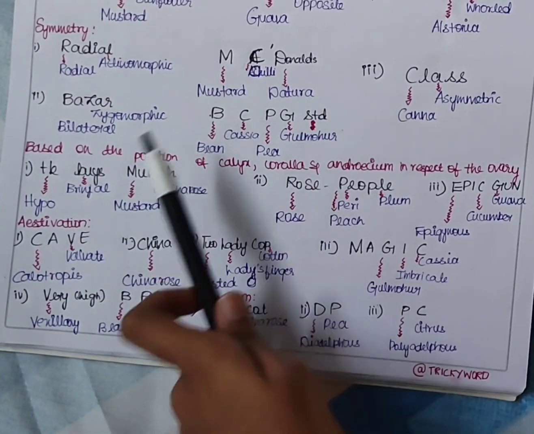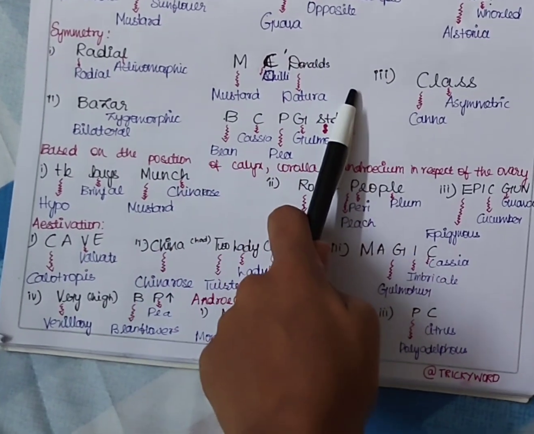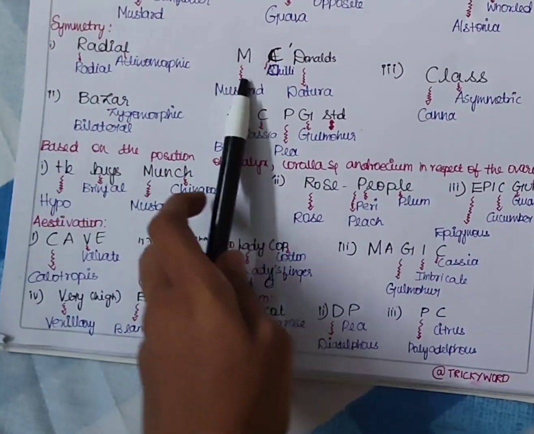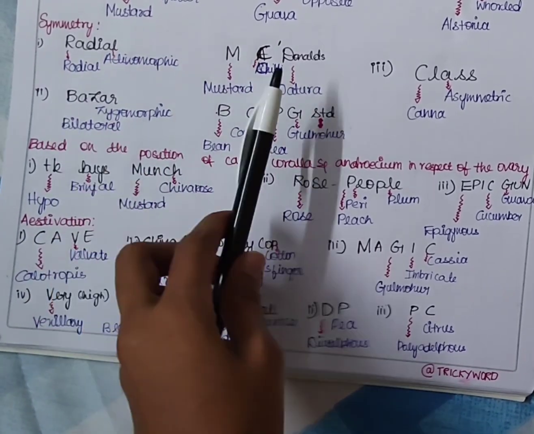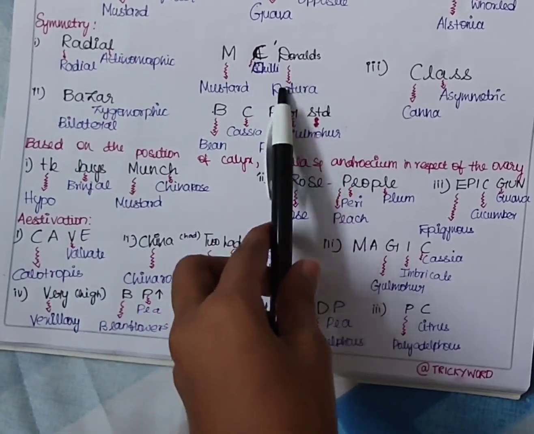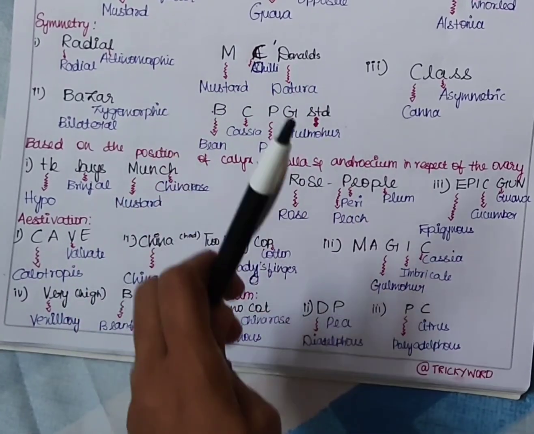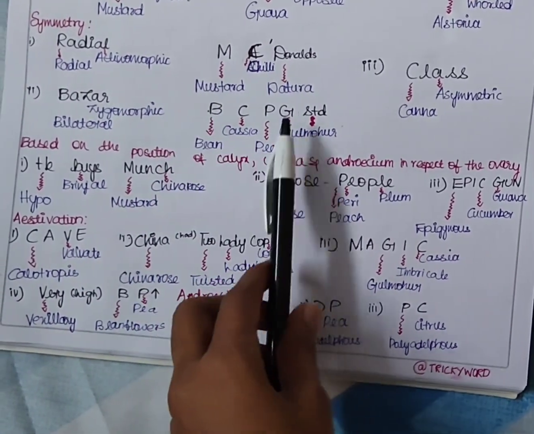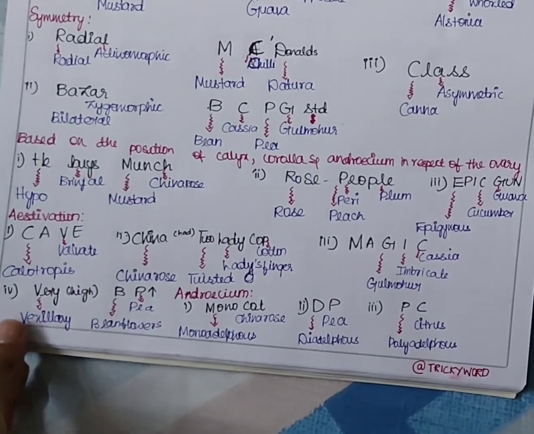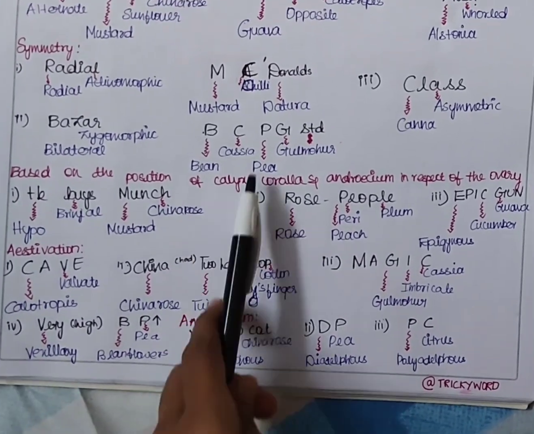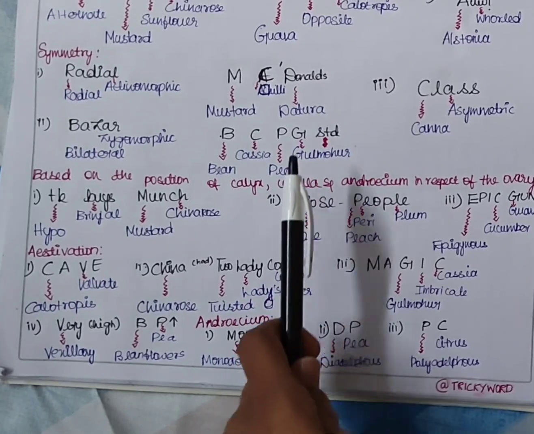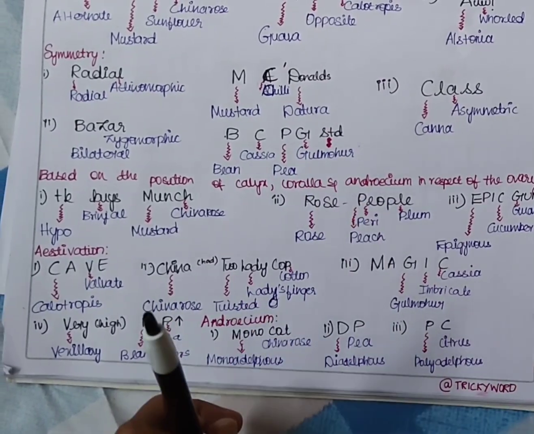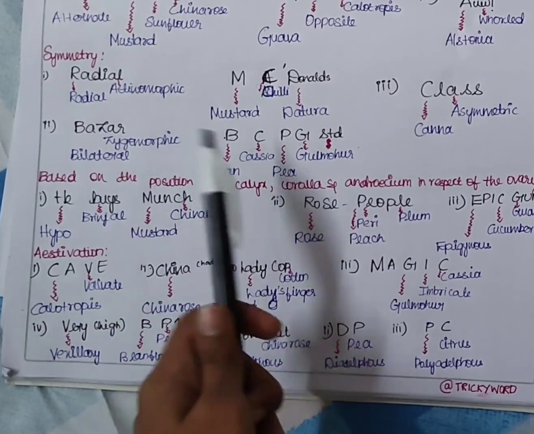Now we will see the respective examples. McDonald's, your favorite food spot. McDonald's is the example for actinomorphic or radial symmetry, which is shown by mustard, chili and datura. These are the examples for radial symmetry. And the next one will be busy PG students. When you go to PG, you all will become very busy. So it is busy PG students. B is for bean, C is for cassia, P is for pea and G is for gulmohar. These are the examples for bilateral or zygomorphic symmetry.